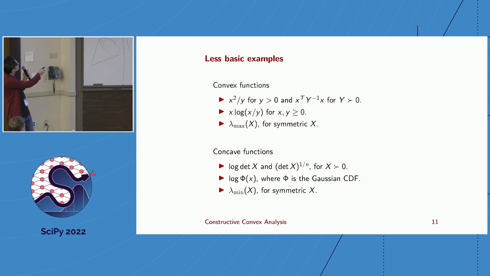One also has the log of the Gaussian cumulative distribution function. This can be useful in constructing some optimization model where you need some condition to hold with sufficiently high probability. And in the same way that the maximum element of a vector was convex and the minimum element of a vector was concave, we have the maximum eigenvalue of a symmetric matrix is convex and the minimum eigenvalue is concave. Yes?